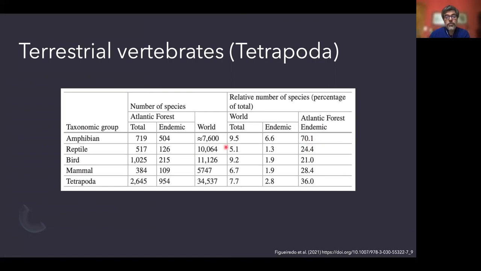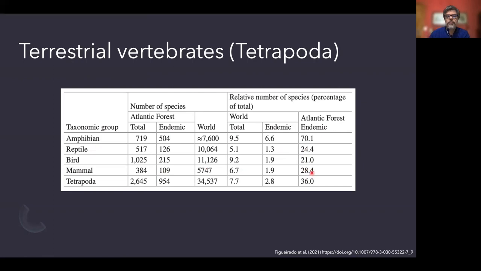And also when we compare to the number of amphibian species in the world, we see that almost 10% of the species of amphibians in the world are in the Atlantic forest, and 6.6% of them are endemic, found only there, of the whole world. Very high number here. In terms of reptiles, birds, and mammals, you have 20 to 30% almost of endemic species in the Atlantic forest.